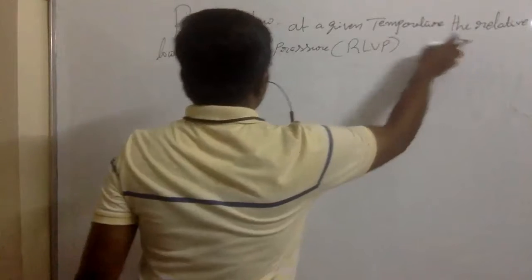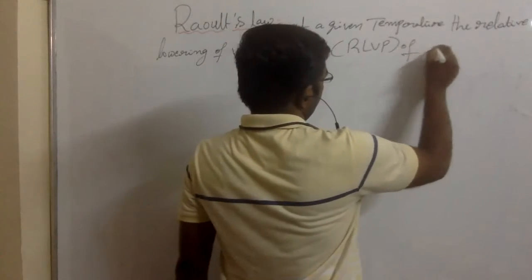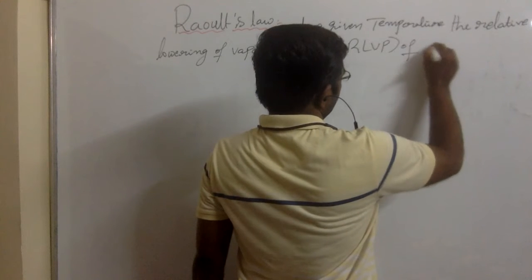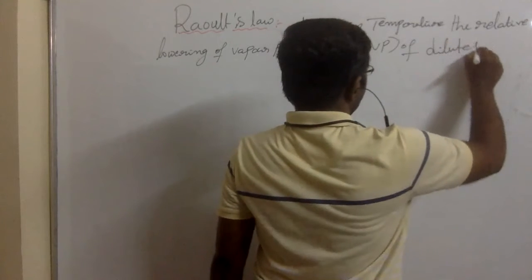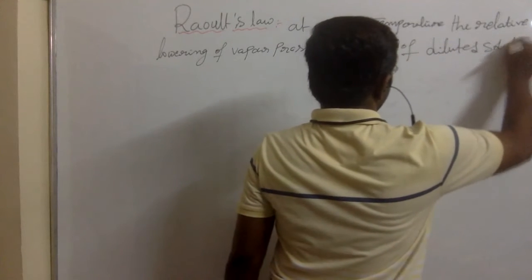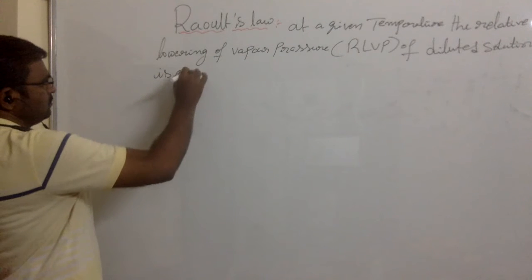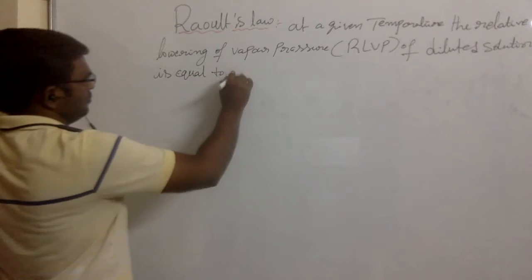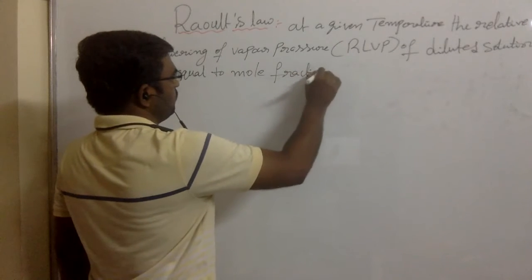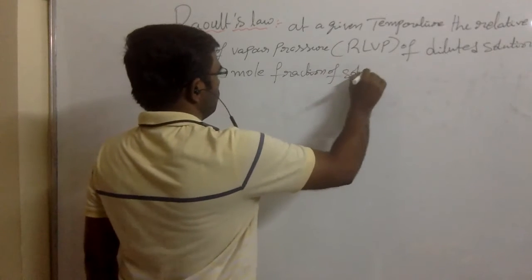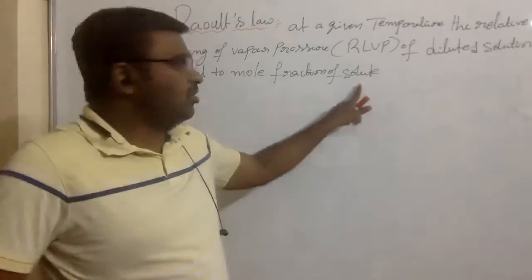At a given temperature, the relative lowering of vapor pressure of a diluted solution is equal to the mole fraction of solute. The important thing is, see students, here the solute is a non-volatile compound.